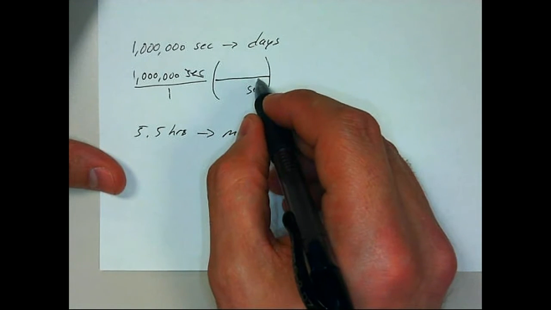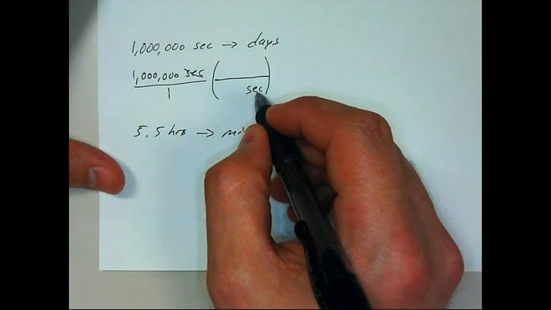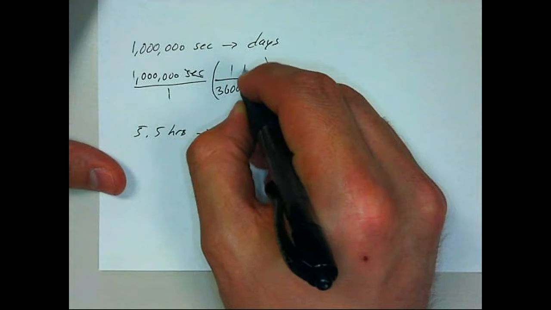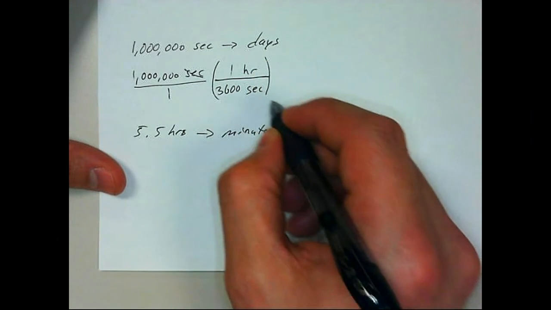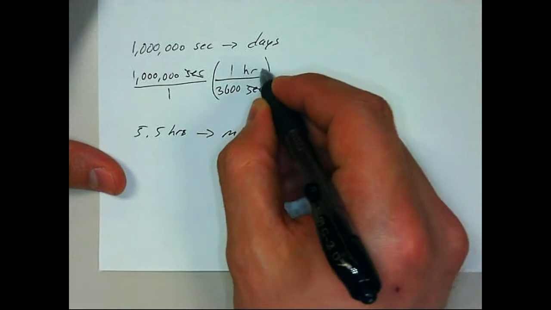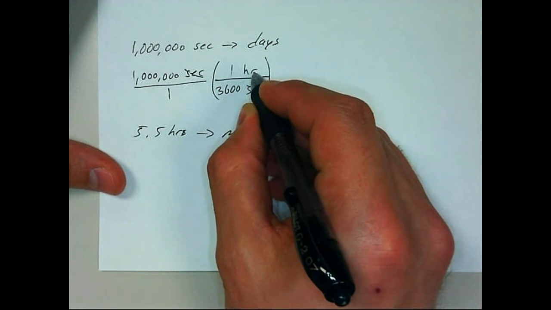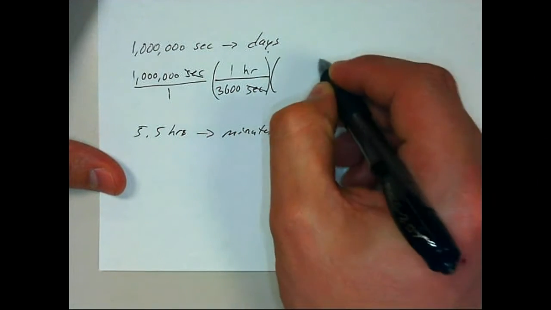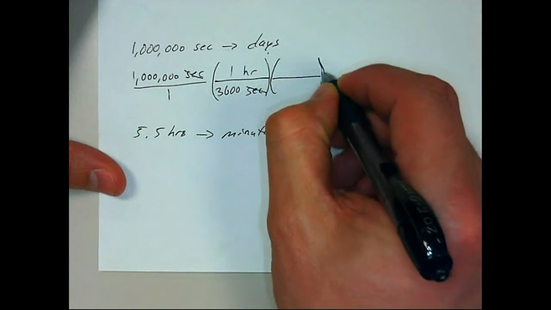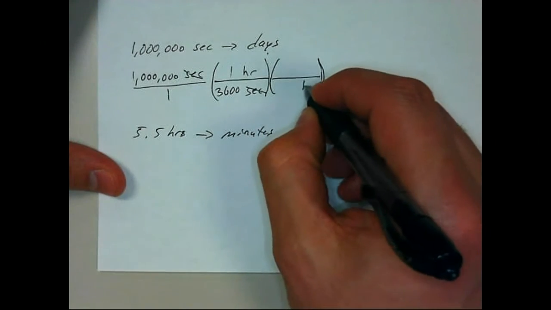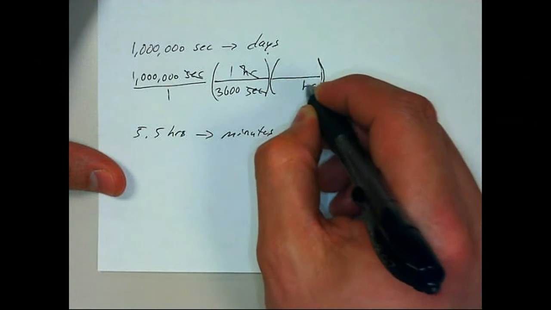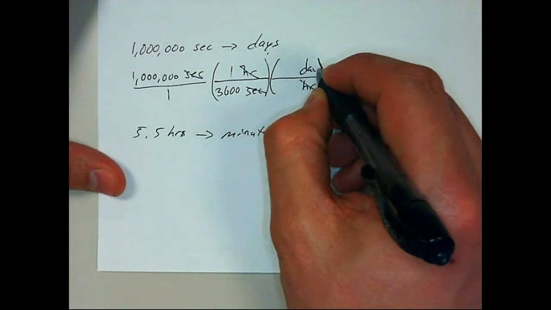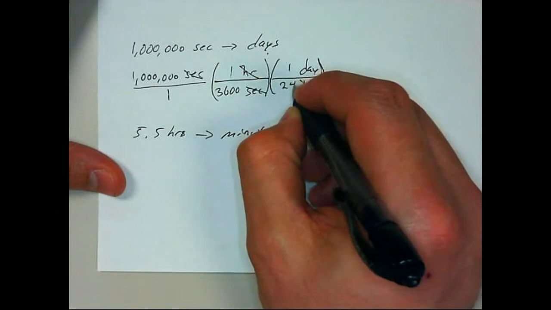So I'm going to choose hours to begin with because I do know how many seconds are in an hour. I know that there's 3,600 seconds in 1 hour. That way my seconds cancel out, and now I'm left with hours. But I don't want hours, I want days. So I'm going to make another conversion factor here, again equal to 1. I'm going to get rid of hours now. I've got to put hours on the bottom, and I do know how many hours are in 1 day, and that's 24.